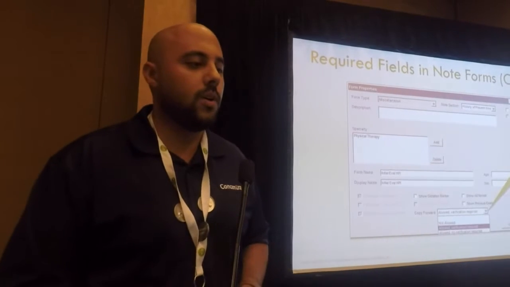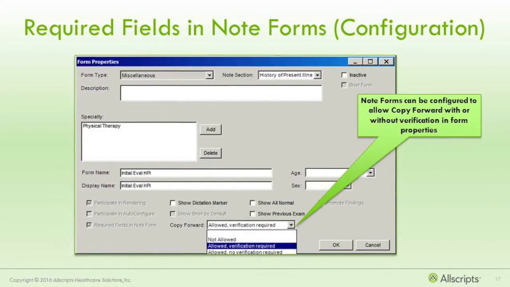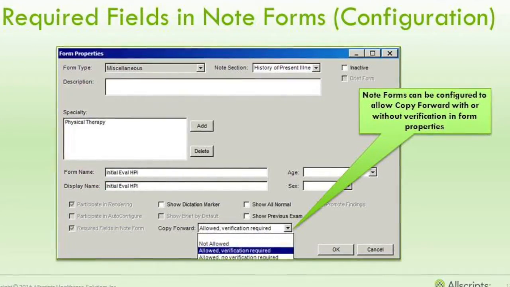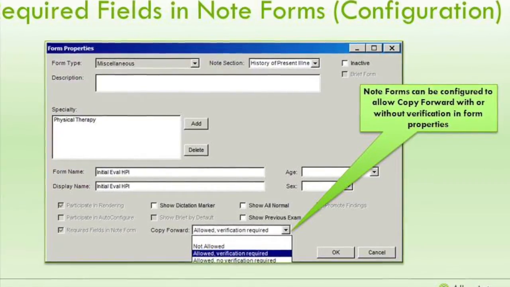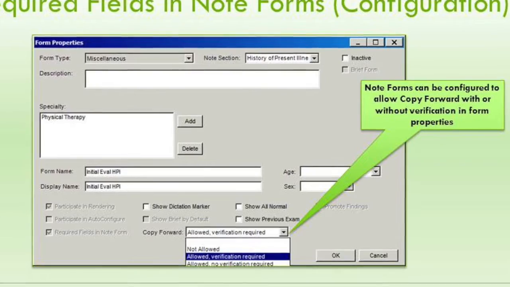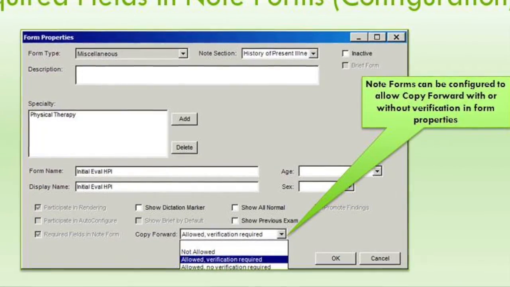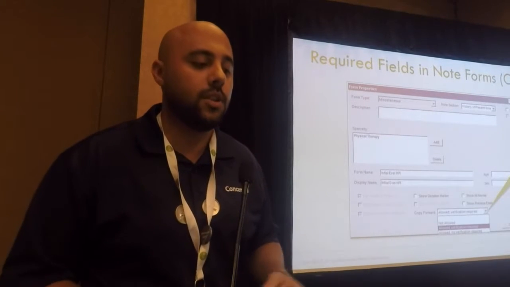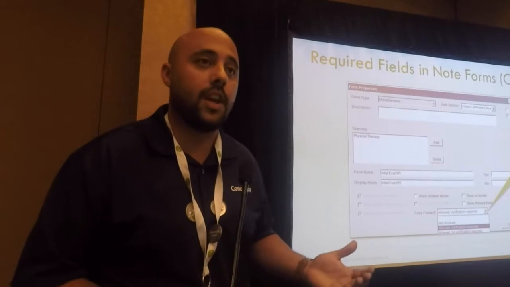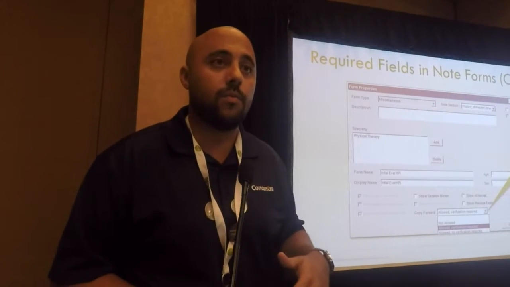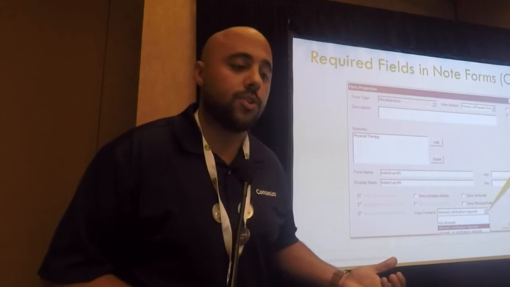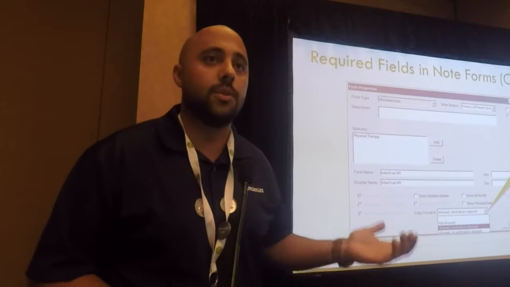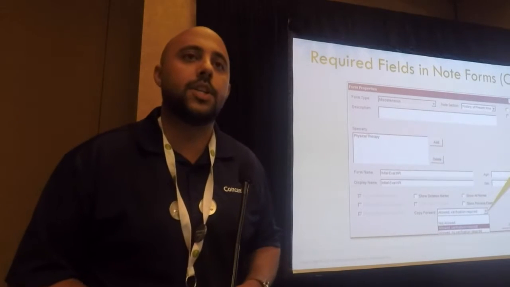This is configurable, so under Note Admin, under the Note Form Properties, you have a new setting called Copy Forward, and there's a couple things here you can set. You can not allow copy forward at all, so the form could not be copied forward, or you could allow copy forward verification required, which would allow the user to copy the note form forward, and that's what presents the user with the red validation triangles. But you could also select allowed no verification required, which would allow you to copy that note form forward even though it was a required field, but it wouldn't require the user to click on the red validation triangle, and so it actually would not present to the user. It would just copy forward that information into the note form.